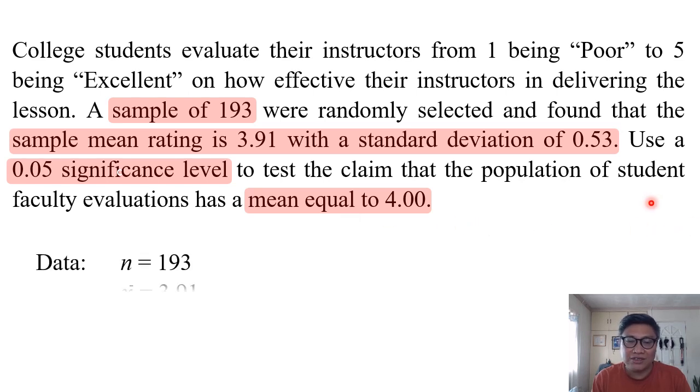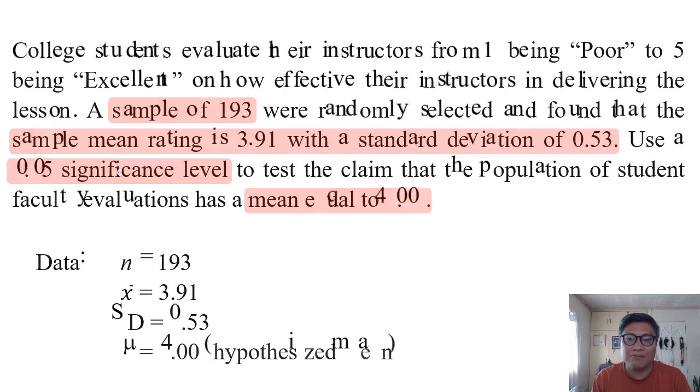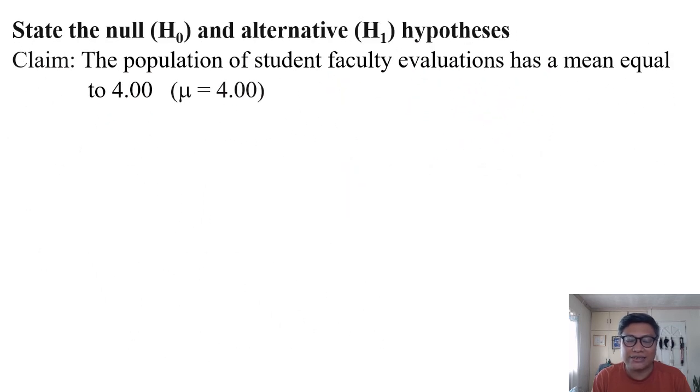Once we identify the needed data, we can now formally state our null and alternative hypotheses, because it's important, class, that when we have a conclusion later on, we know which of these two conclusions is correct. The claim is that the population of the student faculty evaluations has a mean equal to 4.00. This is part of the problem given. So we identify whether the claim is a null hypothesis or an alternative hypothesis.